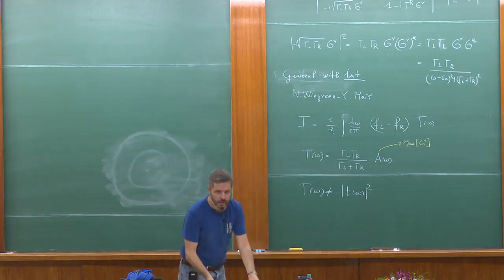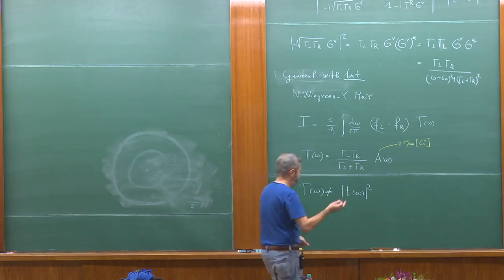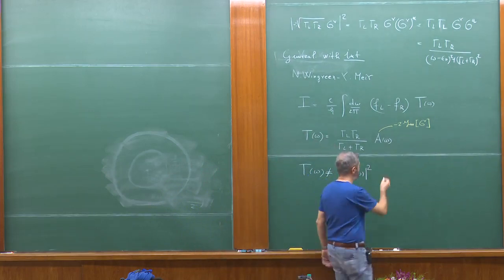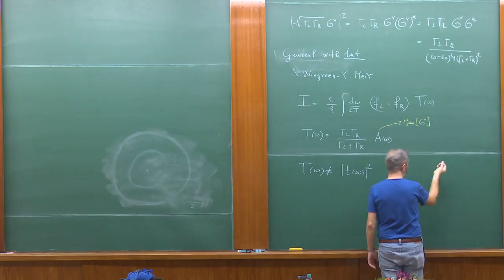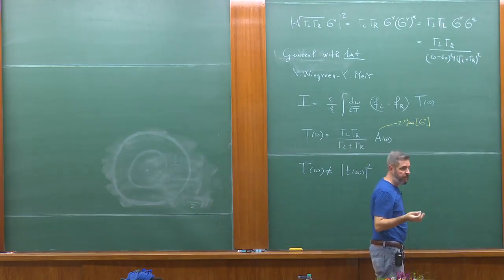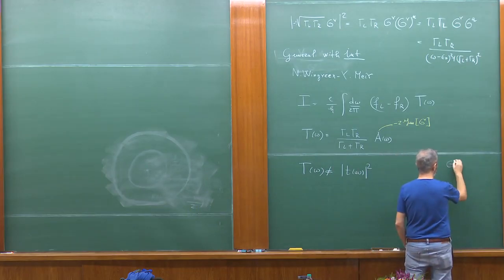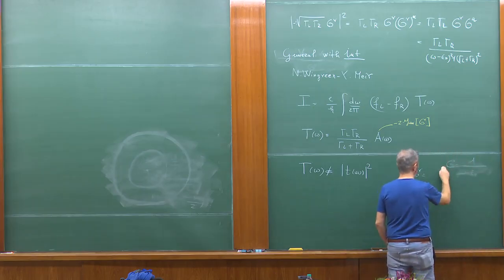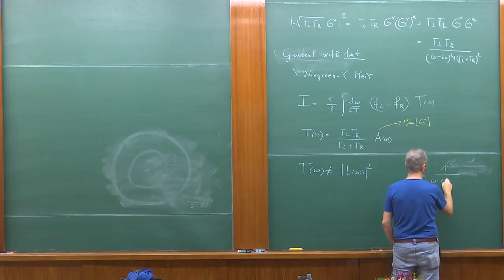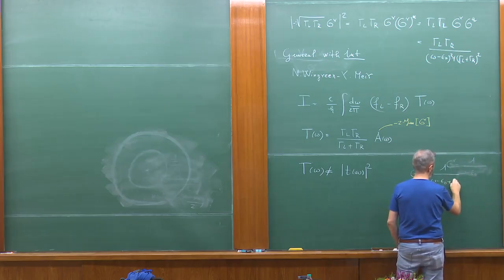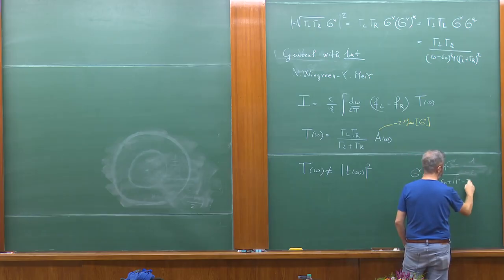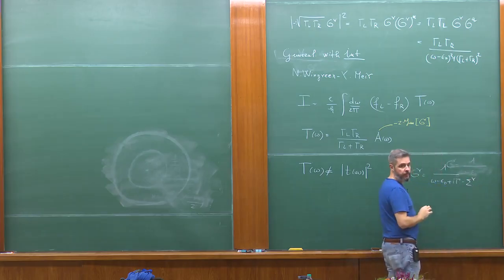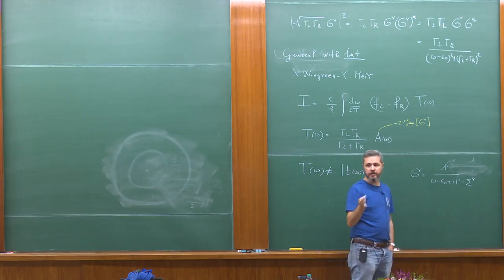You can check yourself, using the general fact that you can expect for an interacting system, that typically G retarded becomes, let me rewrite it here, G retarded is equal to 1 over omega minus epsilon naught plus i gamma minus sigma retarded. Sigma retarded is the retarded self-energy.